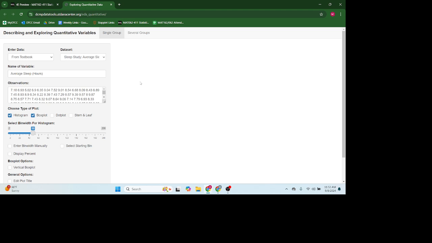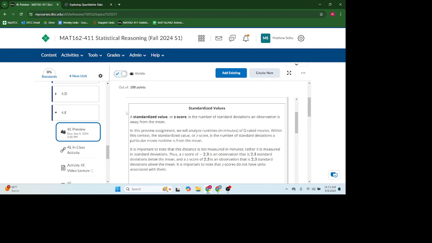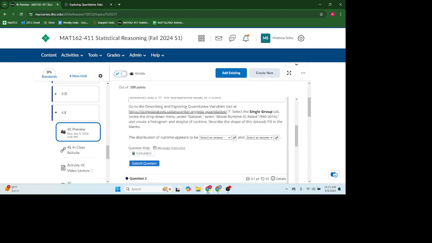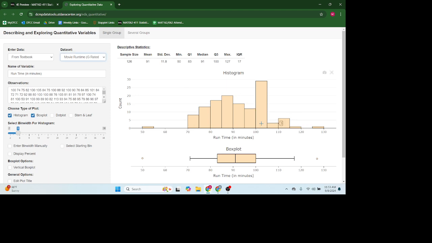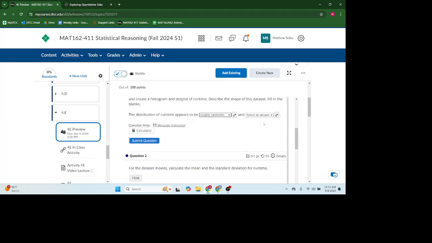The first thing it says to do is to go to this applet, and we're going to go to the single group tab for movie runtime. The first thing it wants us to do is describe the shape of the data set. For that, you're either thinking symmetric or skewed. If I look at the shape of the data, I see almost the same thing on the left-hand side as the right-hand side if I don't include that bar. So I would say that's roughly symmetric.